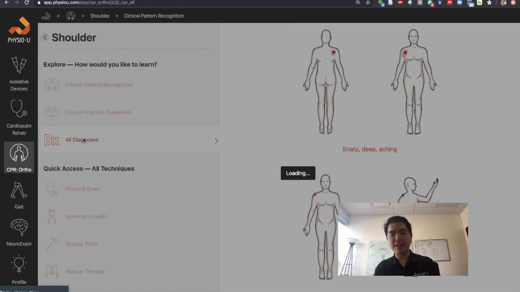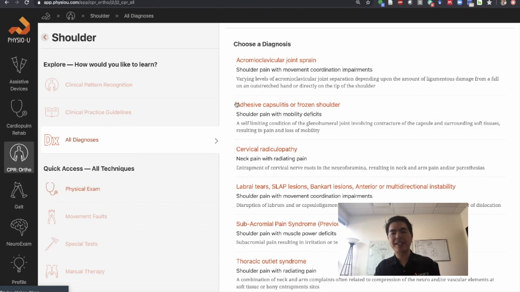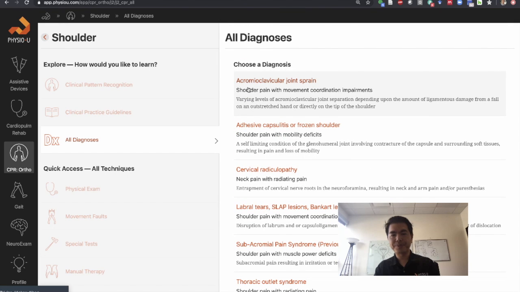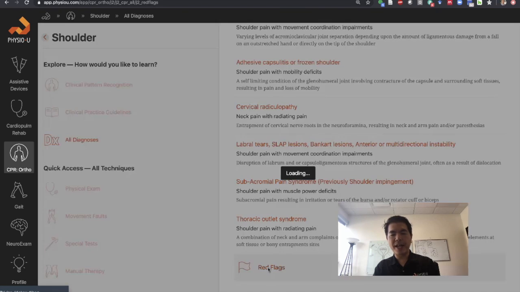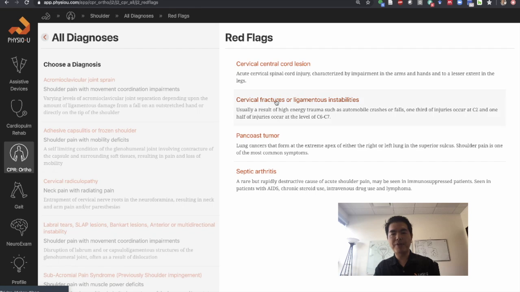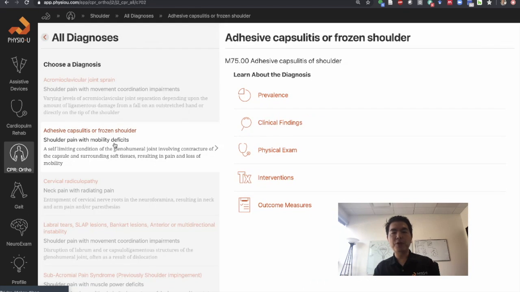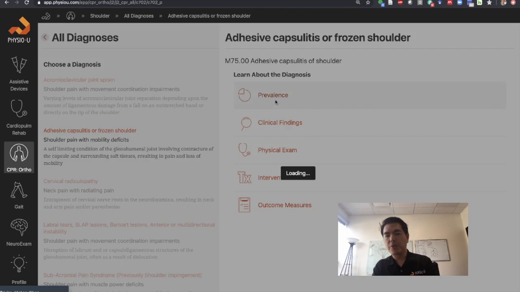Or I can use all diagnosis. So all diagnosis gives me a quick access to all the conditions that are in the app. You can see that red flags are built in, so common red flags to watch out for. And if I were talking about frozen shoulder, for example, I would ask them, guys, how many of you have seen someone with frozen shoulder? And I let them talk about what they have experienced in their past. I think it draws them in and it validates their previously known knowledge. So it doesn't matter if somebody's right or wrong because I can clean it up, especially as we watch the patient. So here's prevalence data.